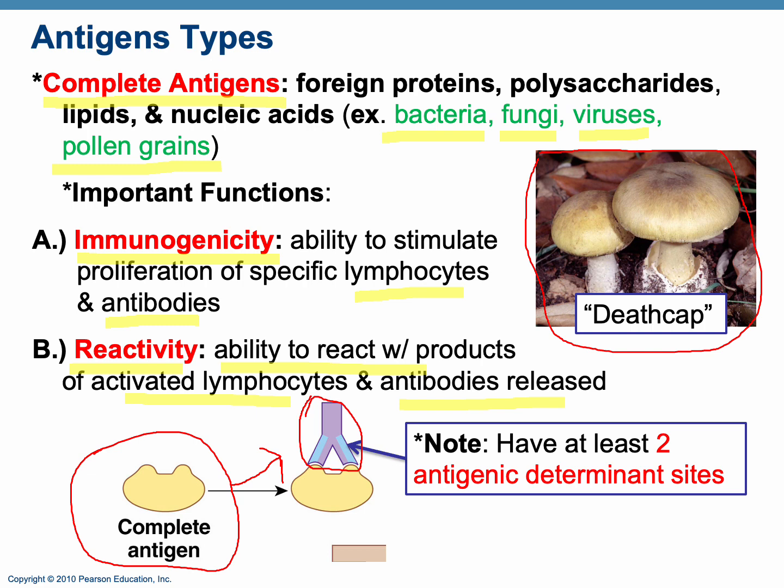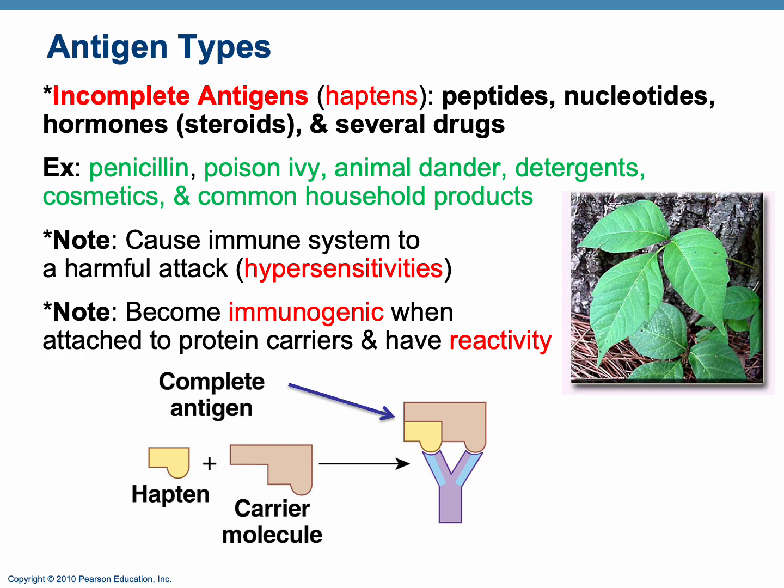We now take a look at another major category of antigens, what are known as incomplete antigens. These are also known as haptens, just another name. This is really focused on different types of drugs or medications, steroids. So here are some of our examples.